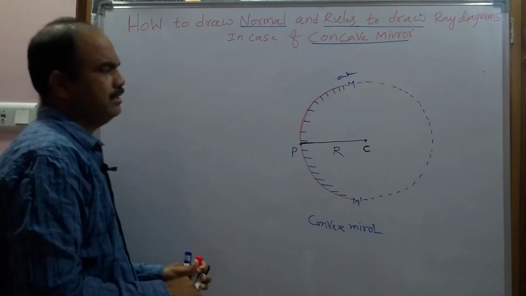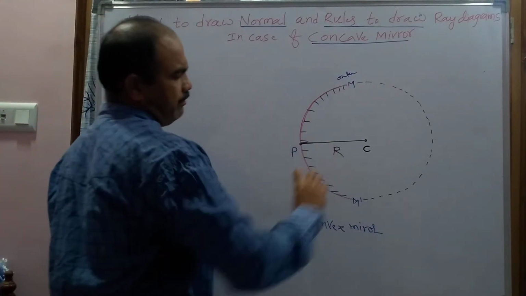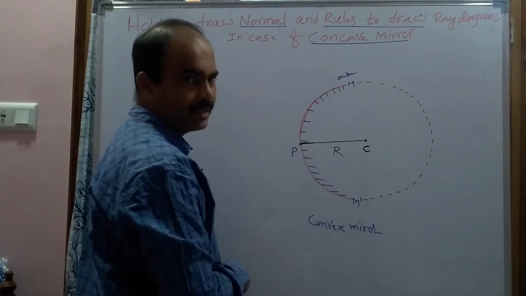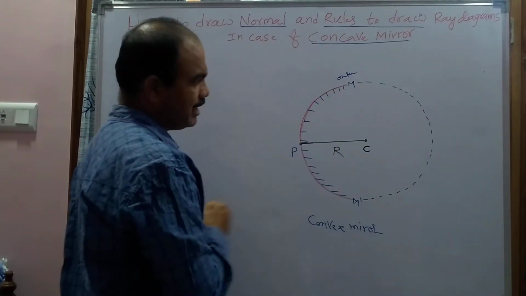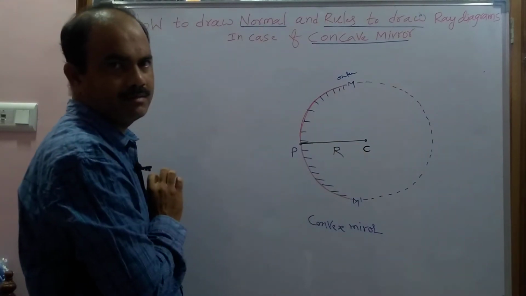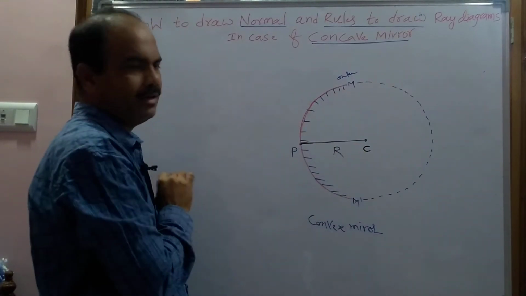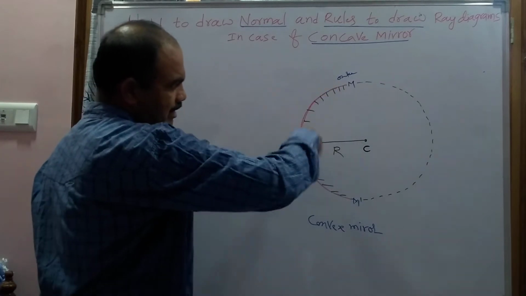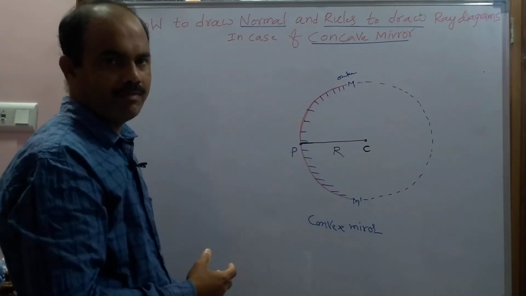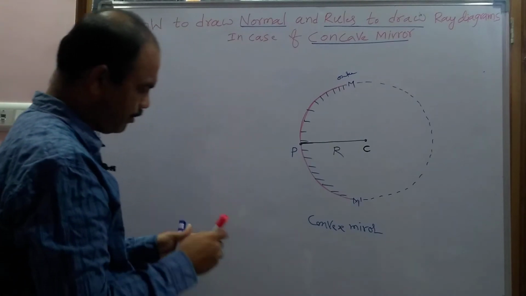Now this convex mirror has two surfaces. The inner is opaque and the outer is the highly reflecting surface. From which side will the light be incident, inner side or outer side? The outer side, because the outer surface is the reflecting one. That's why when light falls on the surface, it can be reflected.